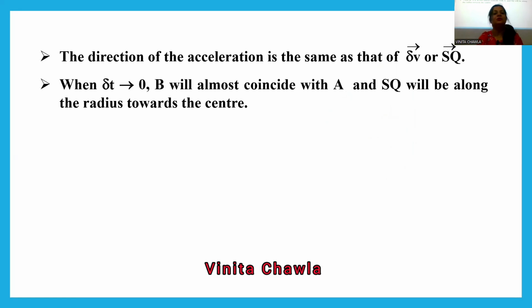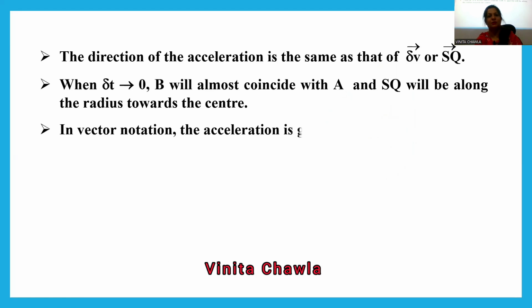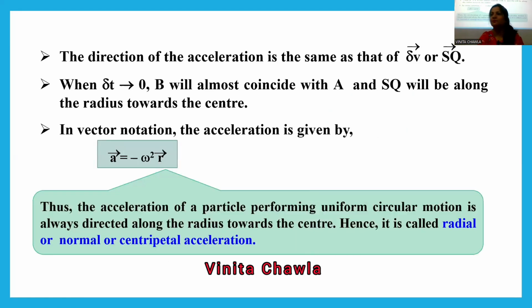अगर हम del T tends to 0 करेंगे, मतलब बहुत ही छोटा टाइम, तो A और B जो है वो, जैसे A था फिर del T टाइम में B हुआ, A del T टाइम में B हो गया. अगर हम del t tends to 0 करेंगे तो A और B nearly coincide करेंगे and SQ will be along the radius towards the center. जो SQ ऊपर है वो along the radius हो जाएगा. In vector notation, acceleration is given by this.